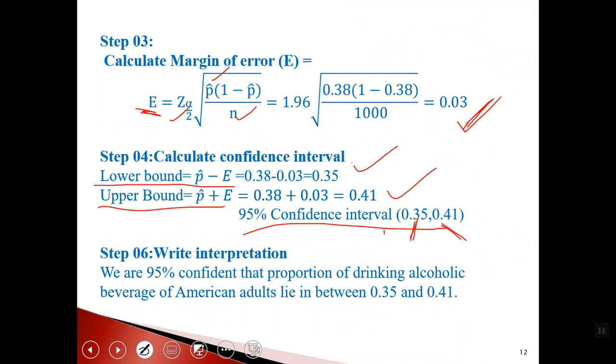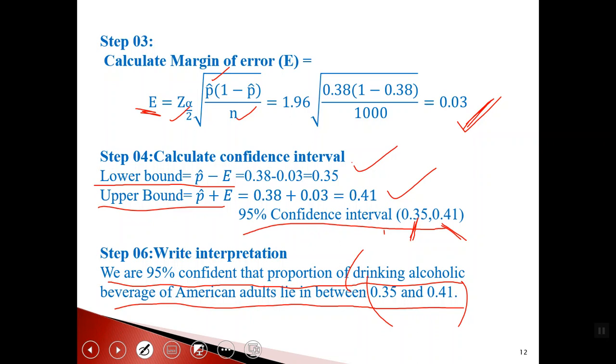So at the end you have to write the interpretation according to the problem. What they asked is to find the 95% confidence interval for the population proportion. So you have to write: we have 95% confidence that the proportion of drinking alcoholic beverage of American adults lies in between the values which you have figured out.